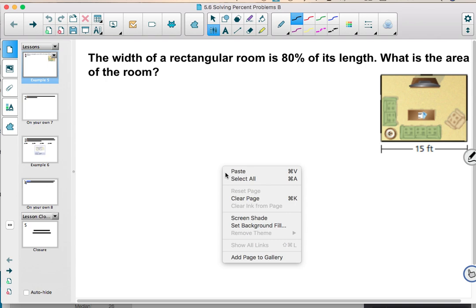All right, if the width of the rectangular room is 80% of its length, what is the area? I know the length, don't I? So it's 80% of the length. How do I set it up? How do I want to set it up, Tyler? 0.8 times 15.